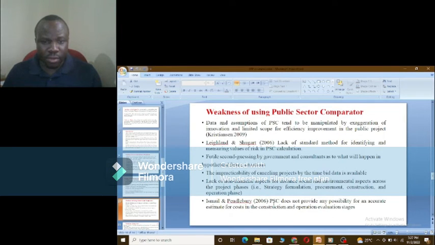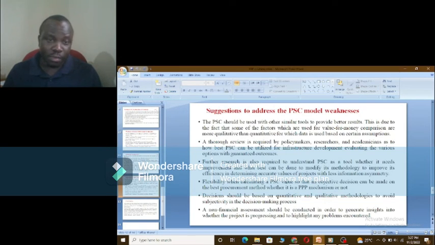And also, while we were reviewing and researching about the weaknesses, we identified that Ismail and Pendo Barry in 2006 found out that the public sector comparator does not provide any possibility for an accurate estimate for cost in construction and operation evaluation stages.